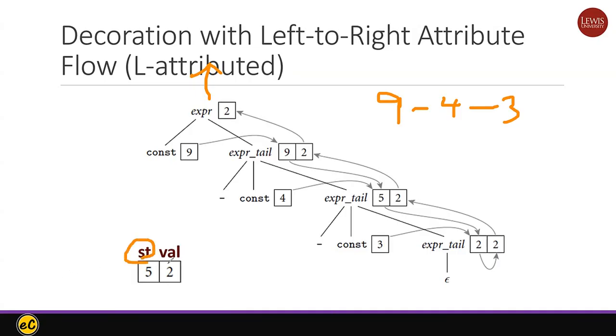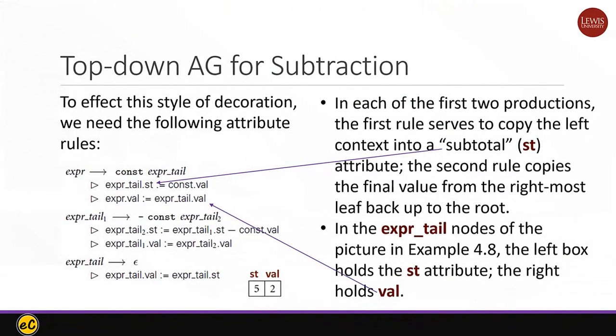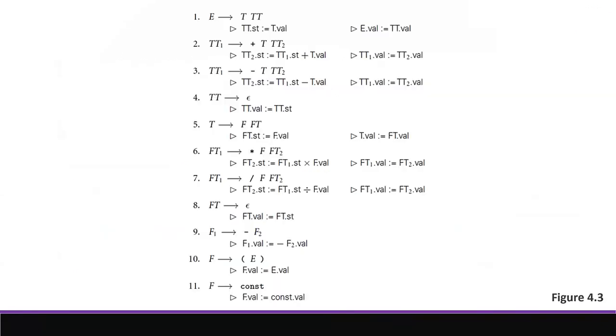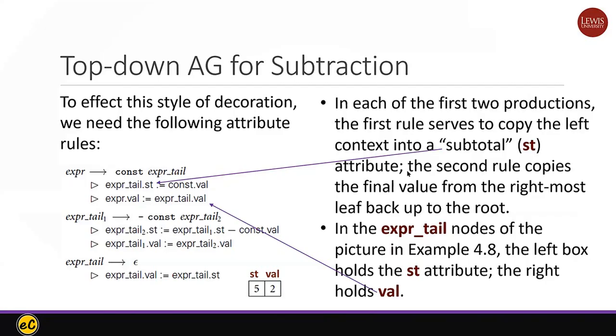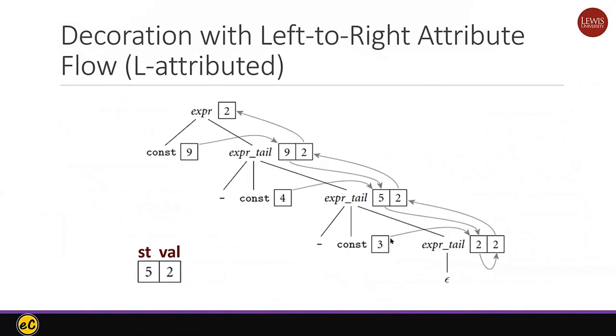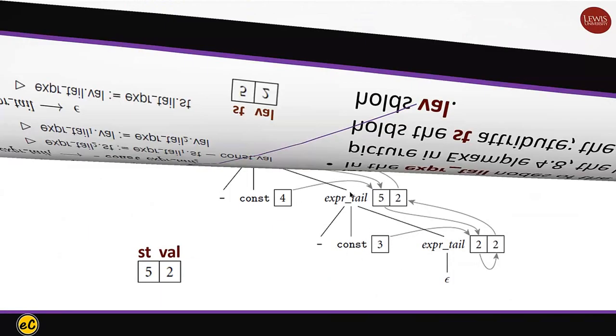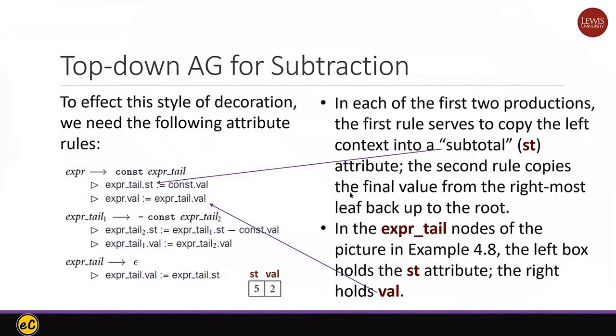So this is the ST state and the value. Status means your previous data. This is an L-shaped attribute. Okay, so with that you decorate. I'm sorry, ST is for subtotal. Subtotal means the previous subtotal. It is also a state variable anyway.